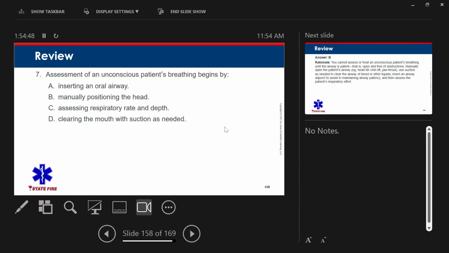Assessment of unconscious patients' breathing begins by, I bring you to the clear and distinct positioning of the patient. They are unconscious.